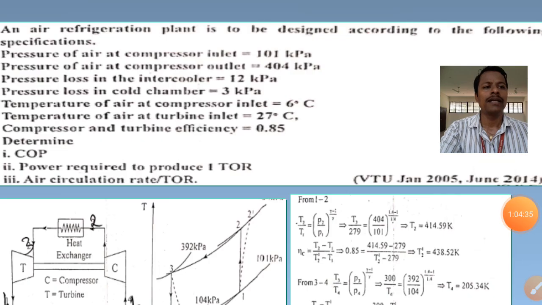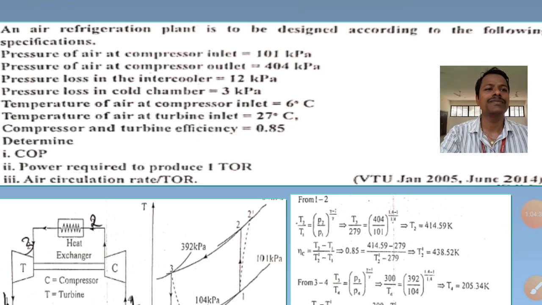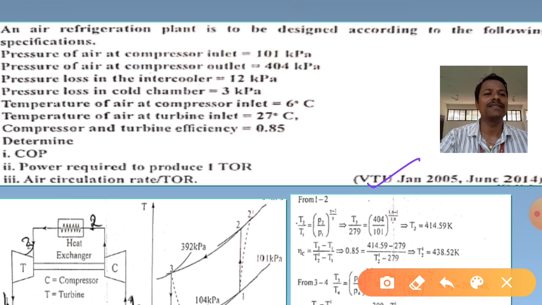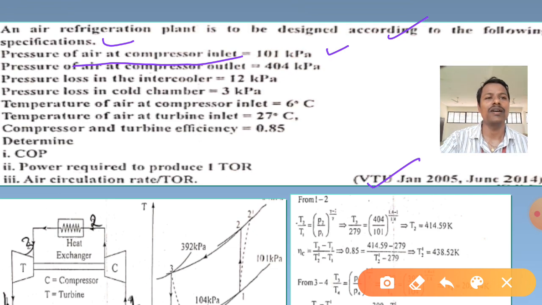Let us look into another problem. It is a VTU problem, a very important problem on the Bell-Coleman cycle. Here an air refrigeration plant is to be designed according to the following specifications. The pressure of air at the inlet to the cycle is 101 kilopascal. So, the compressor inlet pressure he has given is 101 kilopascal, and the pressure of air at the compressor outlet is 404 kilopascal.